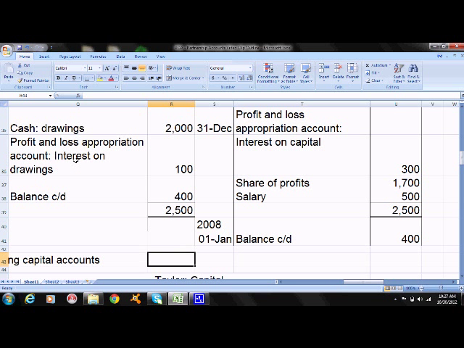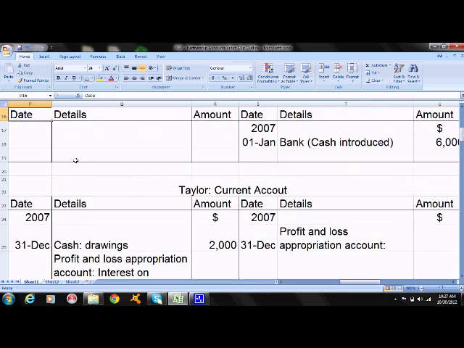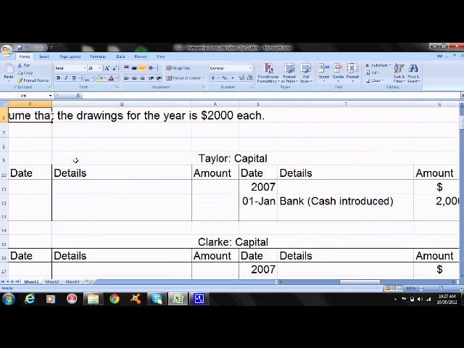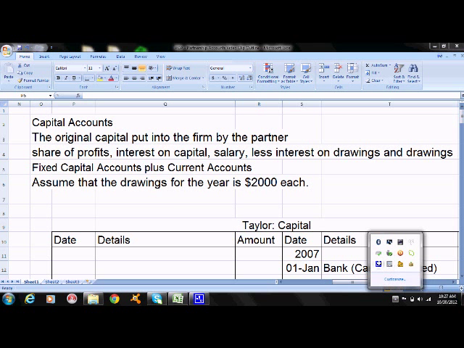Alright. That's how we record as it relates to the fixed capital accounts.